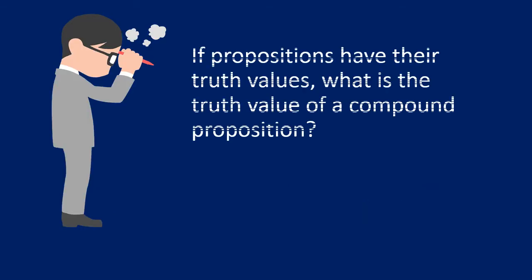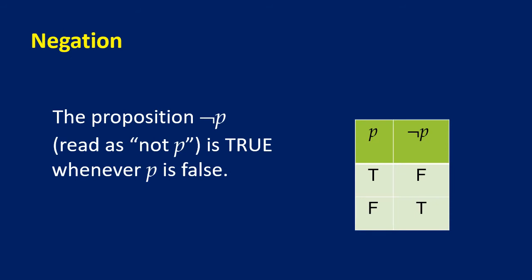Now note that if propositions have their truth values, what is the truth value of a compound proposition? Earlier, I mentioned that the resulting proposition of two propositions connected by a propositional connective is a proposition, right? So therefore, it's either true or false. And the truth value would depend on the two original propositions. Okay, so let's start first with the negation.